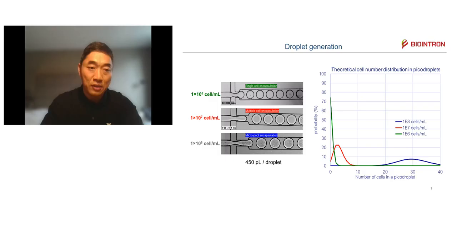As I said, we load both cells and bioassay reagent. The cell concentration we set is 1 million per mL. Only at this cell concentration will one cell in one droplet be formed. With higher concentrations, we found that it is not good. So at 1 million cells per mL, single cell encapsulation will happen.